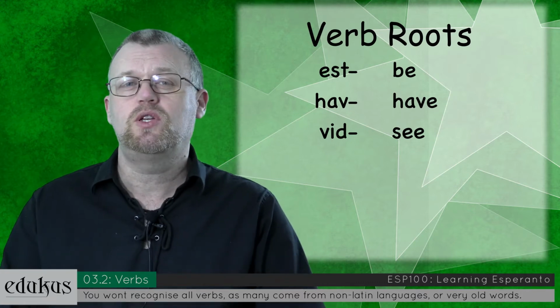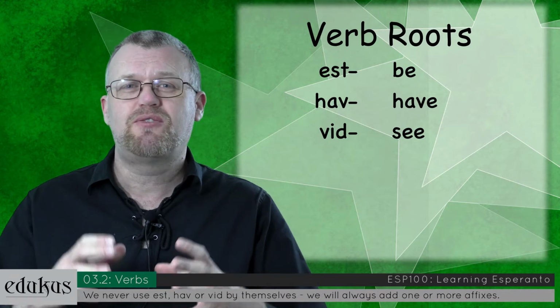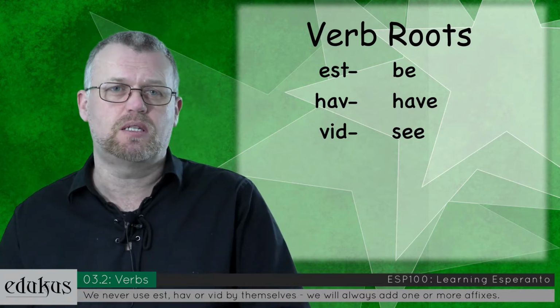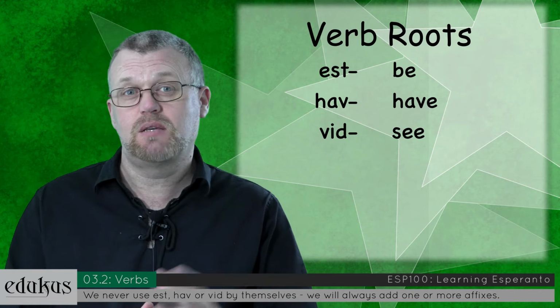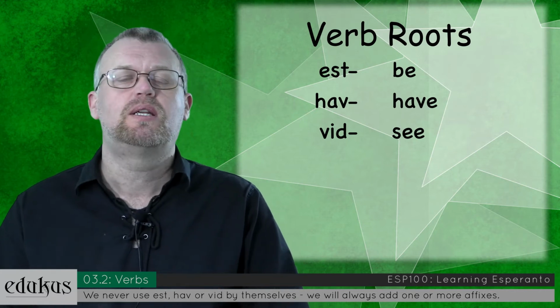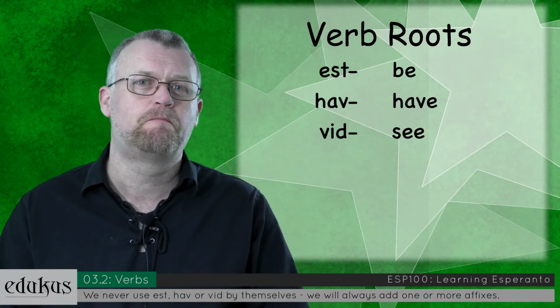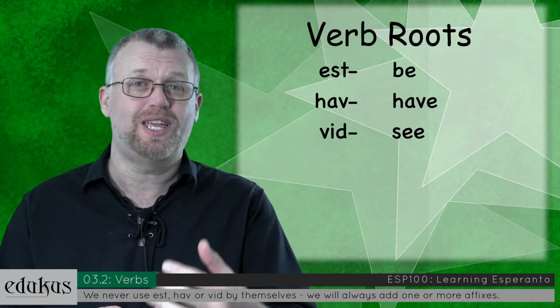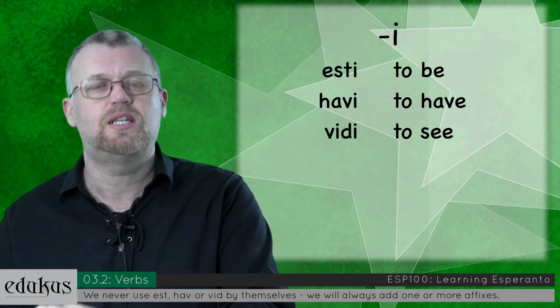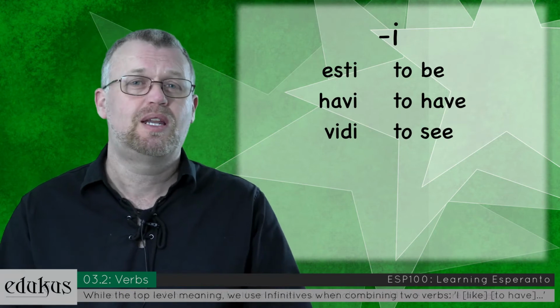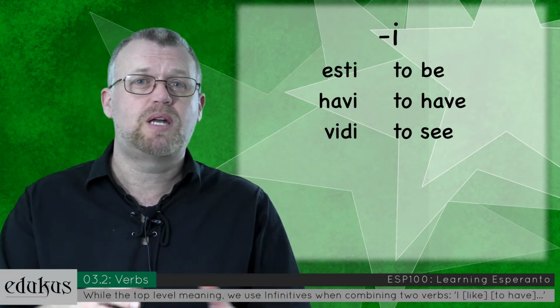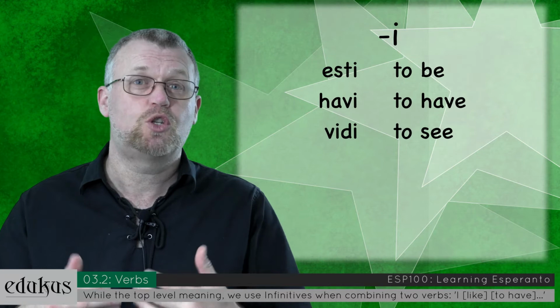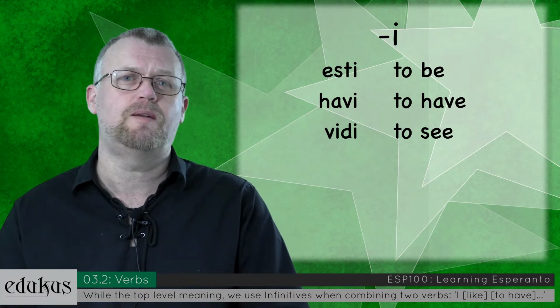Now the only time we ever use these root words is to be a foundation for adding affixes, letters that we can add to the beginning or the end of the root to make them useful when speaking. The first, very simple addition is the suffix -i, which turns a root into an infinitive verb form. By that we mean esti becomes to be, havi becomes to have, vidi to see.